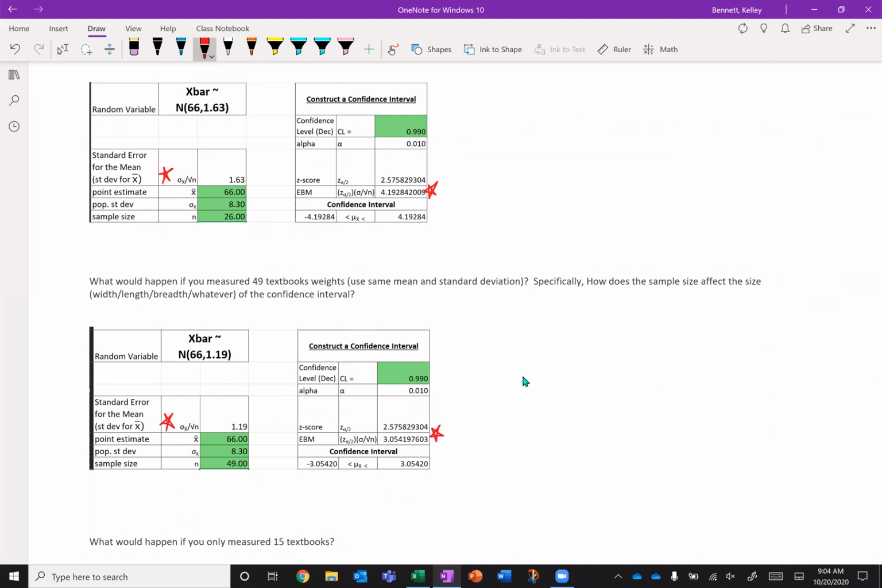So a larger sample gives us more accuracy, meaning that we can be as confident on a smaller interval. A larger sample size means that I can have as much confidence, but with a narrower range of values.